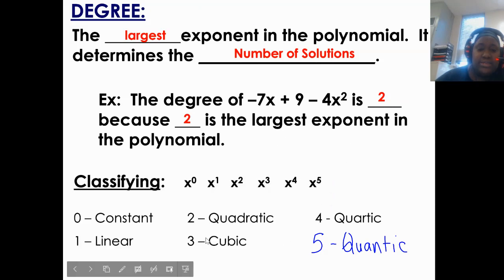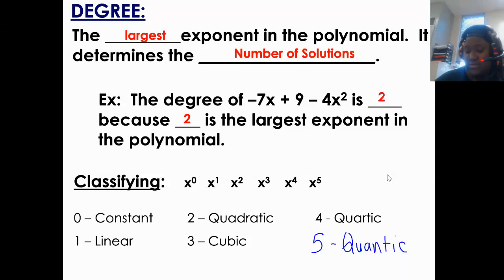You will have to add this on your notes, guys. This is how you classify the exponents or the degrees. X to the 0 is considered a constant. X to the first is considered a linear function. X to the second is quadratic. X to the third is cubic. X to the fourth is quartic, and I think of quarters or quarts. And then X to the fifth is quintic. Okay, so you will have to add this chart at the bottom under your graphic organizer. Say classifying. You have to fill this piece in. Please pause the video at this time to fill in this section of your notes.